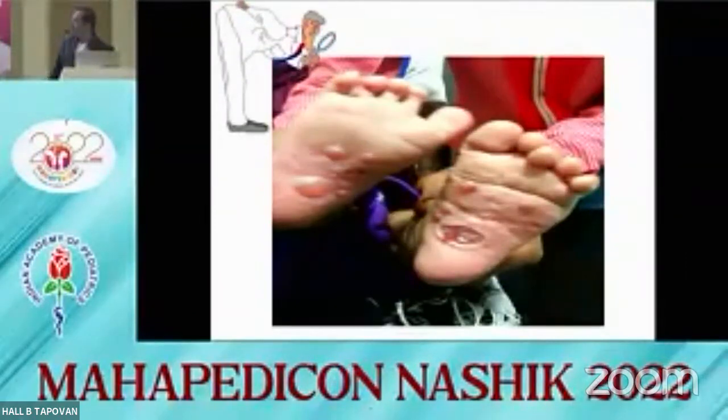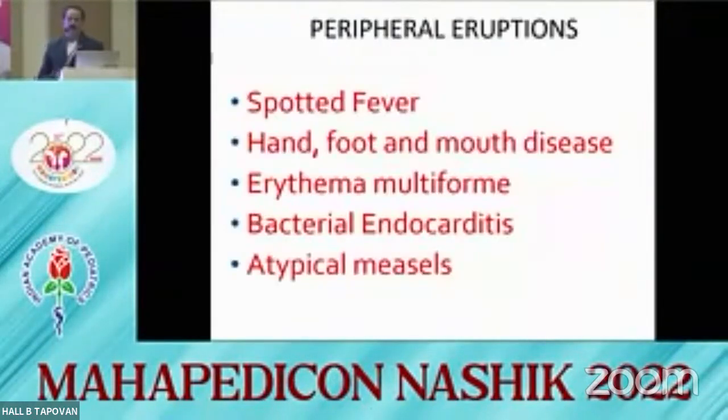Spot, what is this? Looks scary, no? Yes, hand, foot and mouth disease. Nowadays we see a lot of patients with it. Whenever you see lesions on the periphery, one should remember either spotted fever, hand, foot, mouth disease, erythema multiforme, bacterial endocarditis, and atypical measles. This child had necrotic blisters, and it was a severe form of hand, foot, mouth disease.